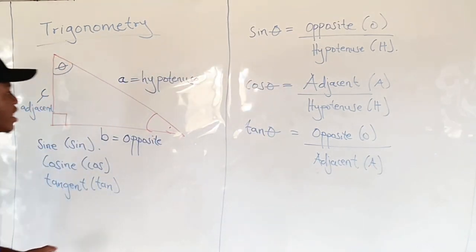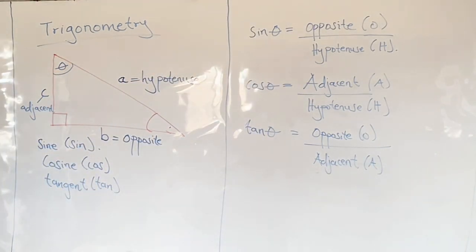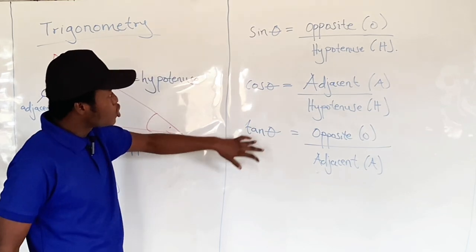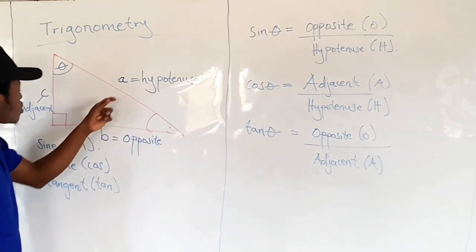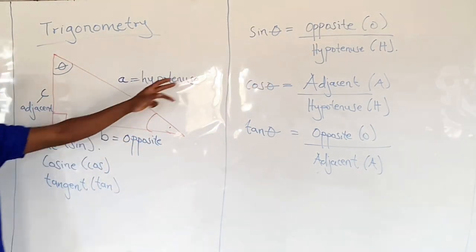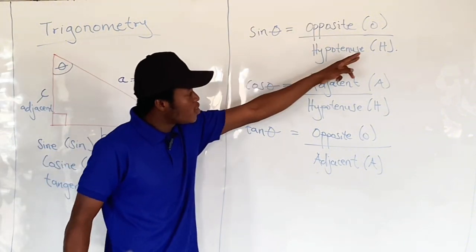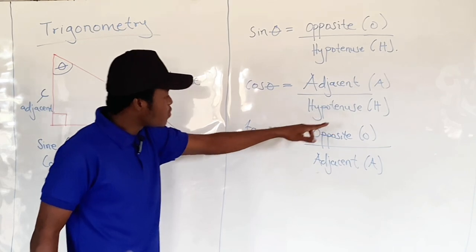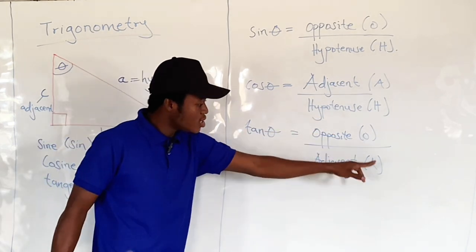These are the three trigonometry ratios to have in mind. You should always remember how the trigonometry ratios relate to the sides of the right angle triangle. Sine is the opposite over the hypotenuse. Cos is the adjacent over the hypotenuse, and tan is the opposite over the adjacent.